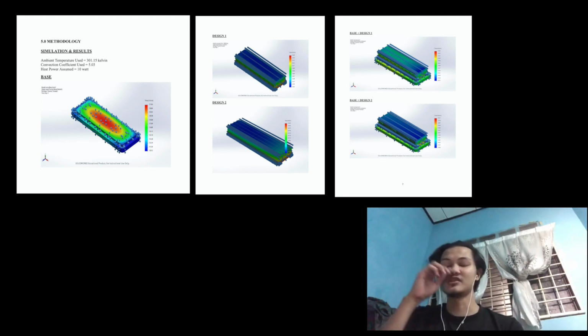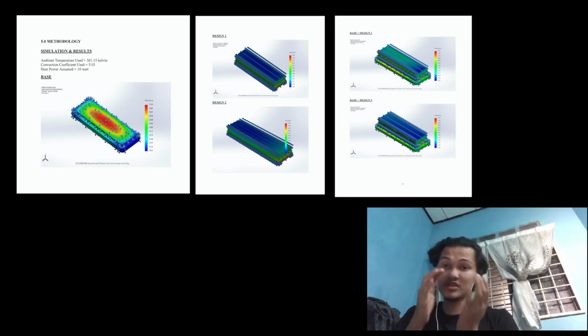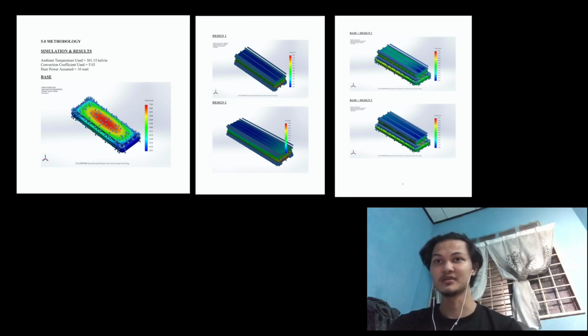Okay, that's only the fin. After that, we combine the base and the fin using assembly in SolidWorks to get a lower minimum temperature, maybe. For the base and design 1, we get a minimum of 33.23 degrees Celsius and a maximum of 33.58 degrees Celsius. For the base and design 2, the minimum we can get is 31.89, and the maximum is 32.12 degrees Celsius.